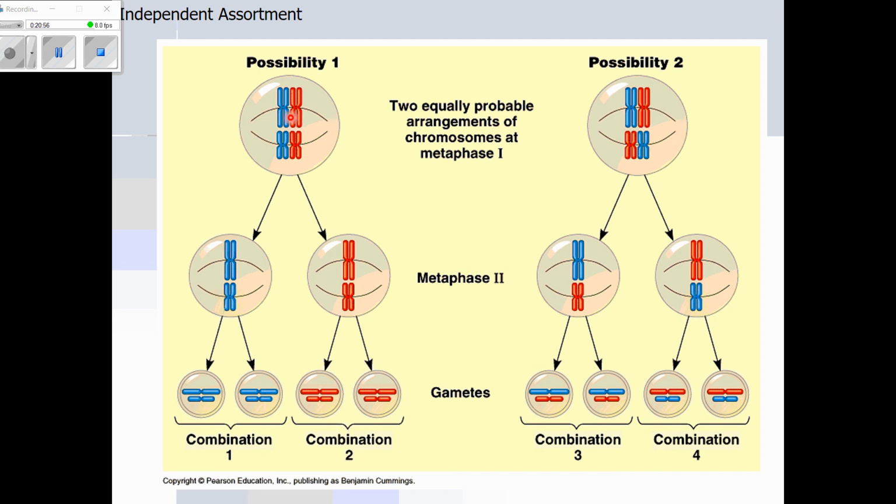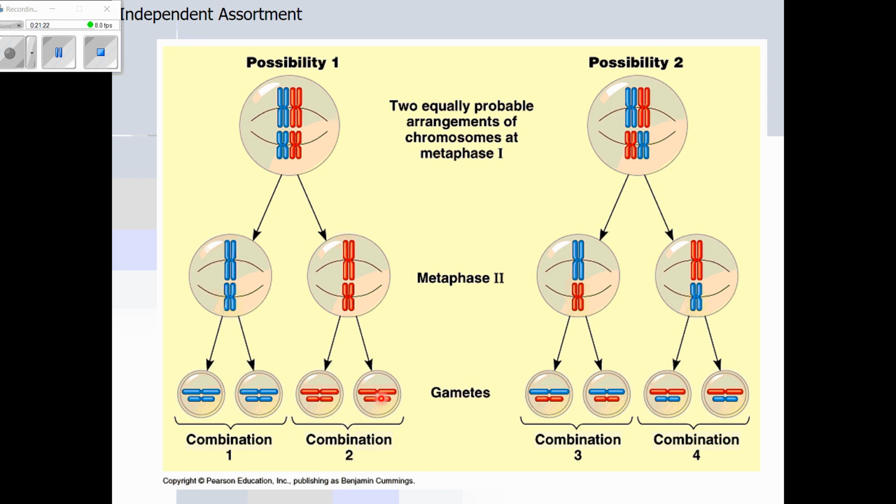And that's important because remember, the blue chromosome and the red chromosome do not have exactly the same genes. All of the genes on the blue chromosome you inherited from your dad, and the ones on the red you inherited from your mom. So they're different genes, and which side they line up on is going to determine which sperm or which egg they end up in.